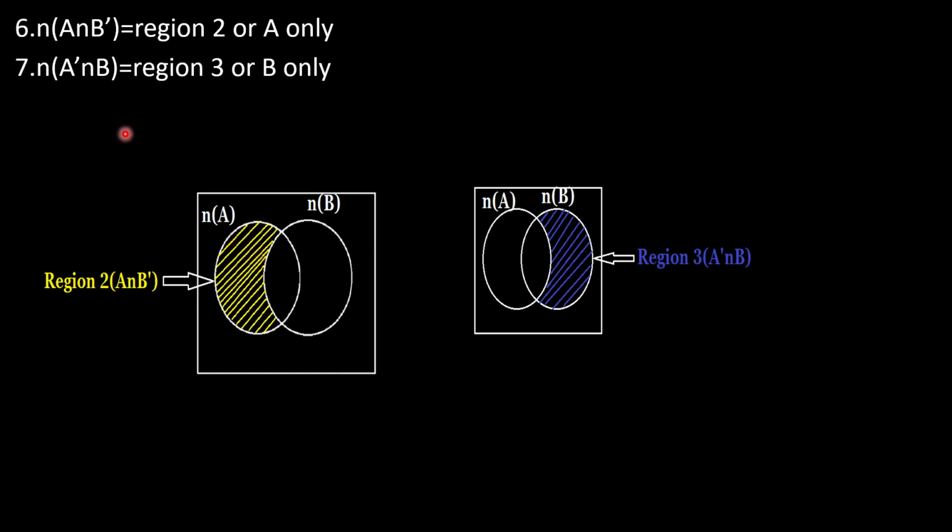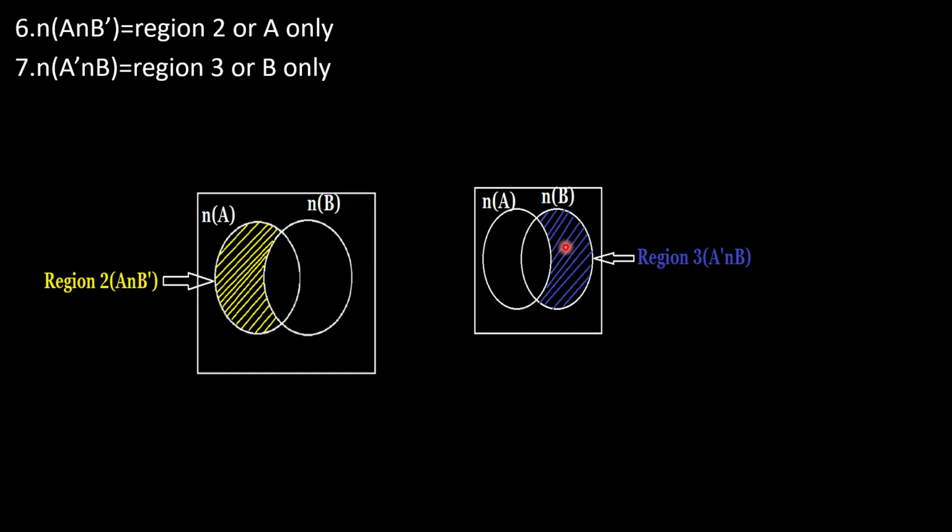And let's come to trick 7. Number of A complement intersection B equals region 3, or B only. So where the purple hatching is, is region 3, or A complement intersection B. So where the purple hatching ends is the B only.